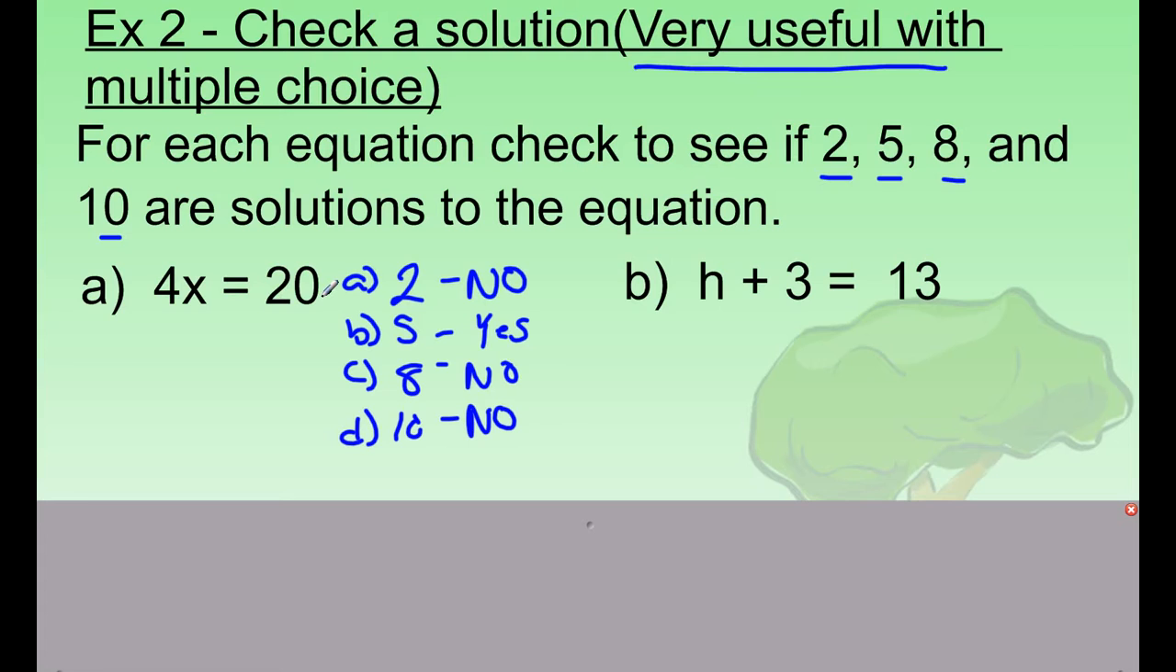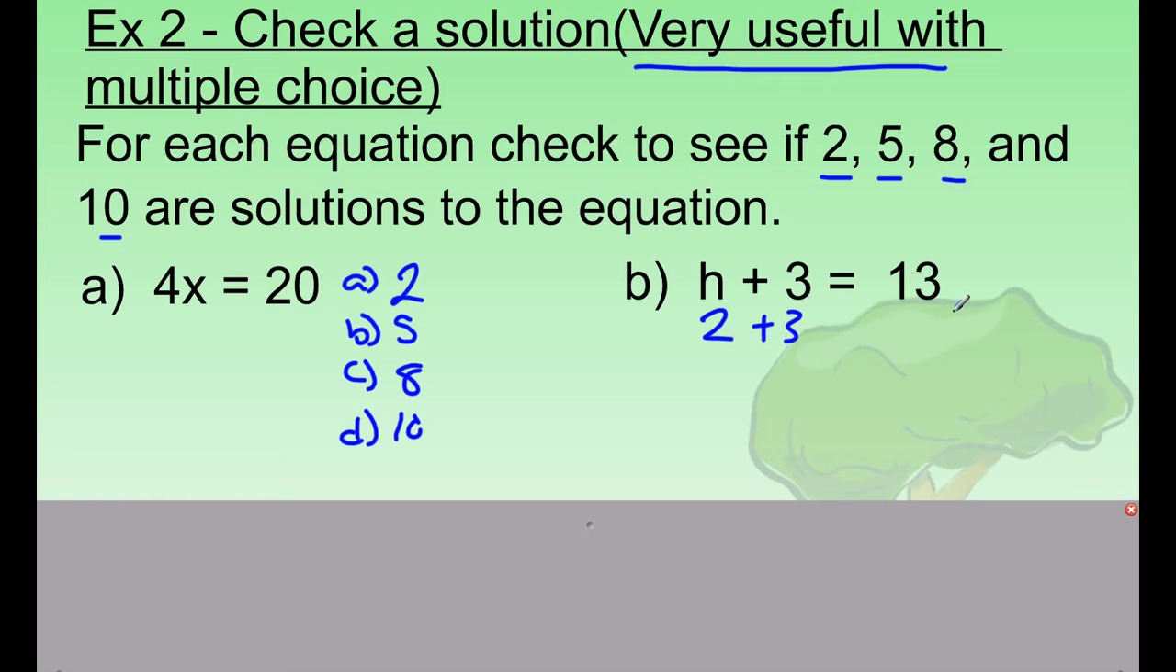Now, this particular equation is pretty small, pretty simple, pretty easy, but imagine a 5-step equation or a 6-step equation. This might be simpler. Letter B. I'm going to use the same set over here. So, letter B. I'm going to plug in 2.